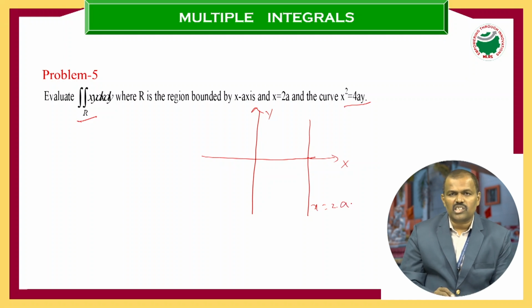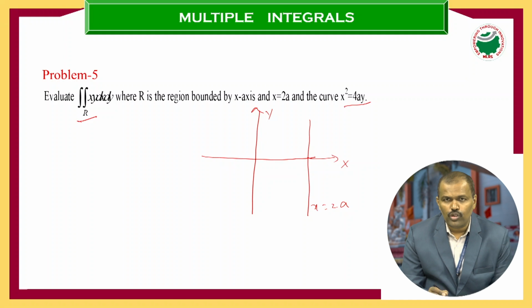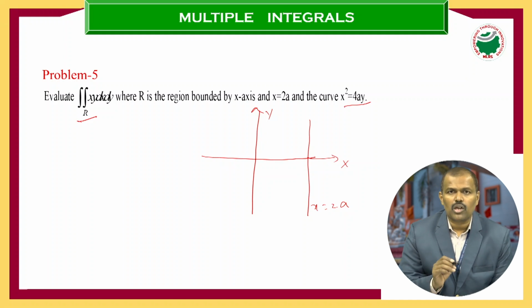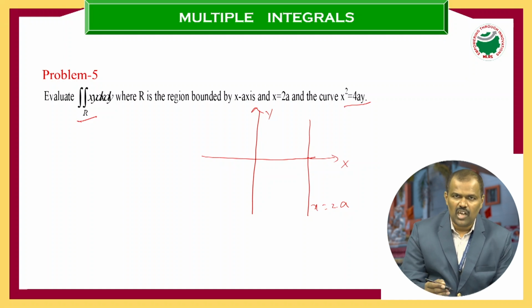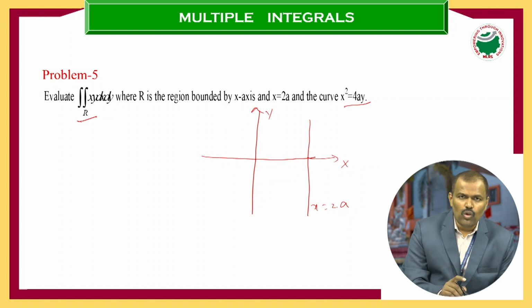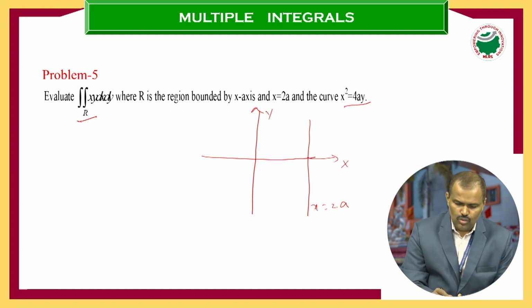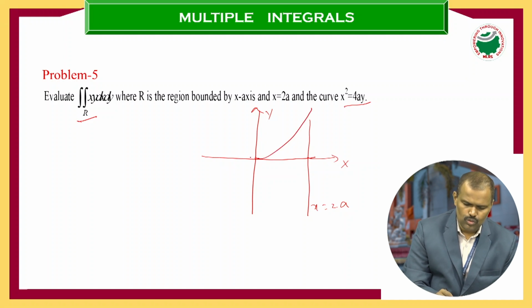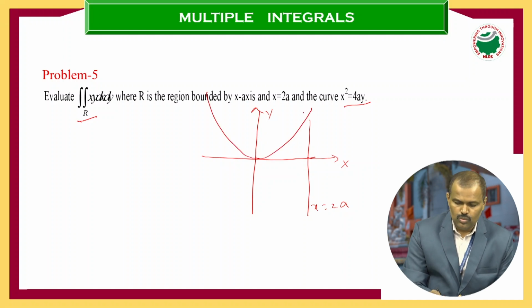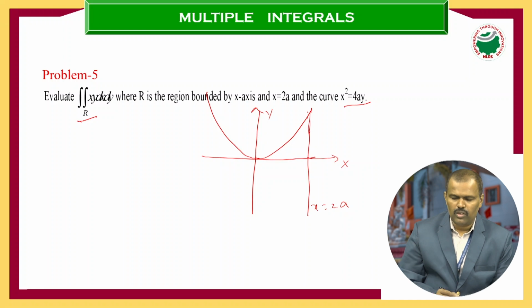And the curve x square equals 4ay. x square equals 4ay represents a parabola having x even terms. x even terms means we have to draw the diagram vertically in the y direction. If it has y even terms, we draw it in the x direction. So x square equals 4ay, we have to draw like this. This is x square equals 4ay.